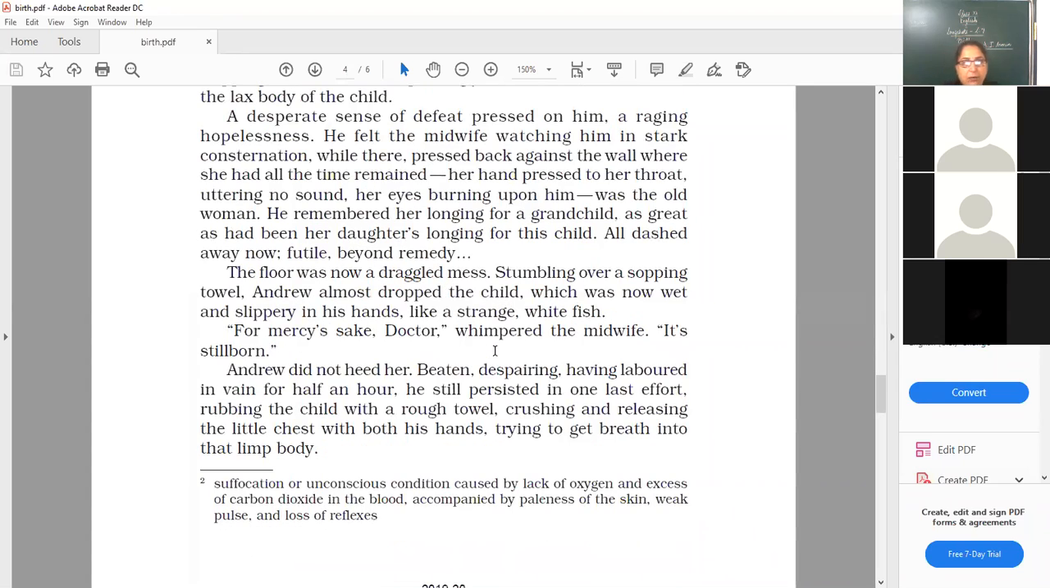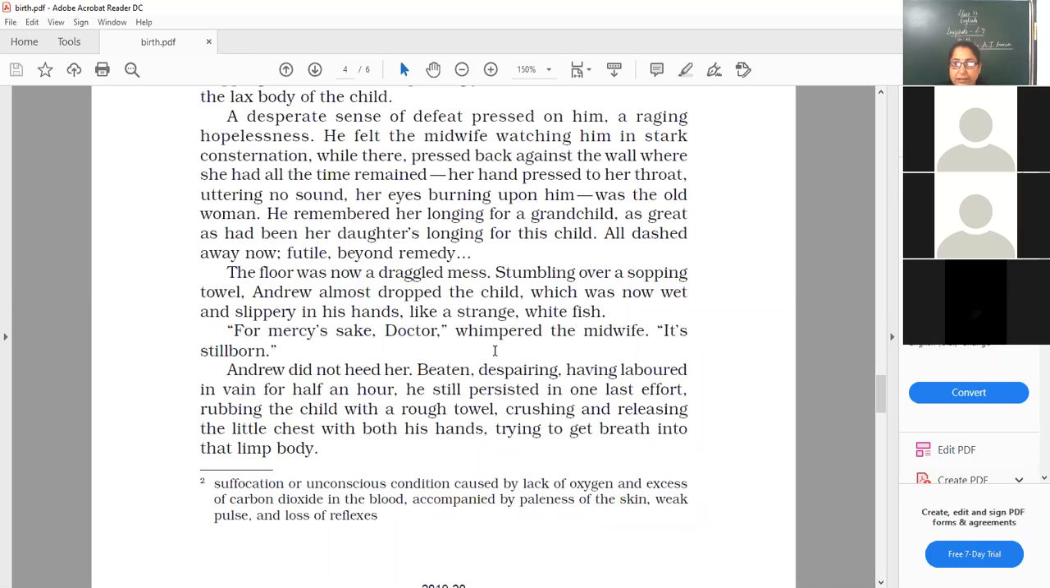The floor was now a draggled mess. The floor has become a messy place, vessels, jugs, water, lukewarm water, hot water, and what not. Stumbling over a sopping towel. Right? Now he stumbled. Stumbled means walked with unsteady movements, and so Andrew almost dropped the child, which was now wet and slippery in his hands like a strange white fish. For mercy's sake, doctor, whimpered the midwife, it's stillborn. So the midwife said that it is stillborn. Stillborn means without life.